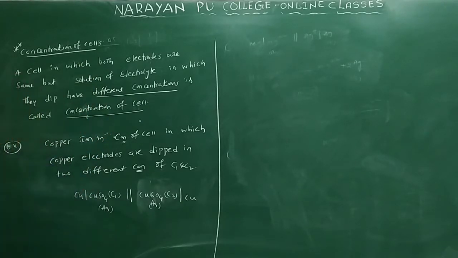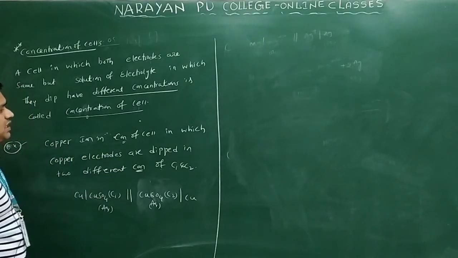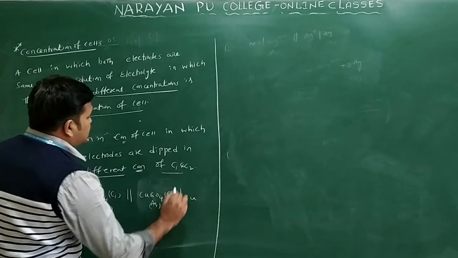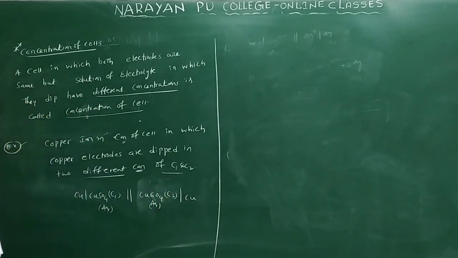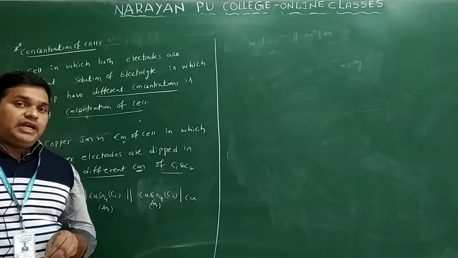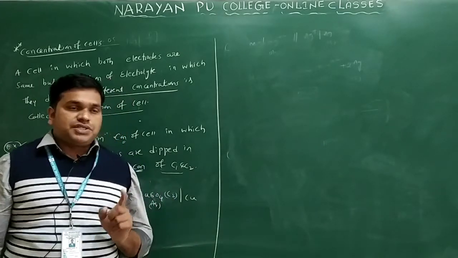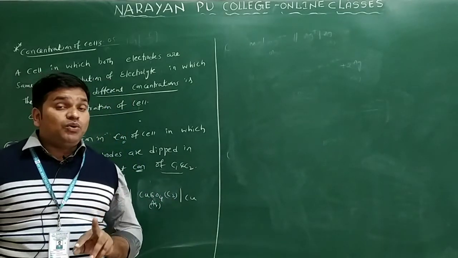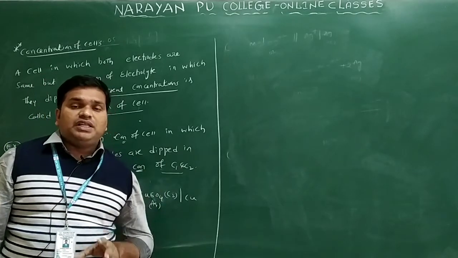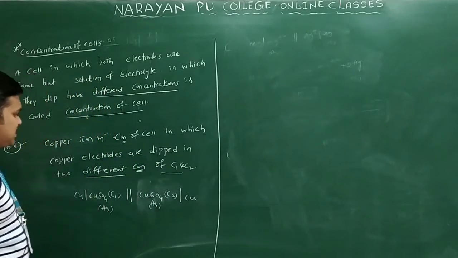Let us take one example we have. A copper ion concentration cell in which copper electrodes are dipped in 2 different concentrations, C1 and C2 only. We are taking a copper electrode that can be dipped in electrolytic solution only. That electrolytic solution is also the same, but those have different concentrations. Suppose C1 is the first concentration, C2 is the second concentration. Now we will see the cell reaction here.